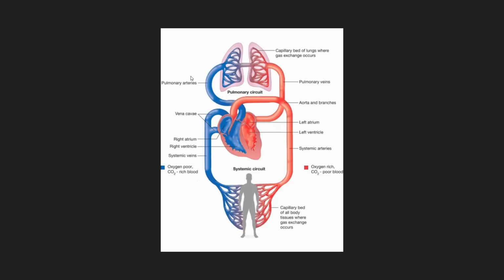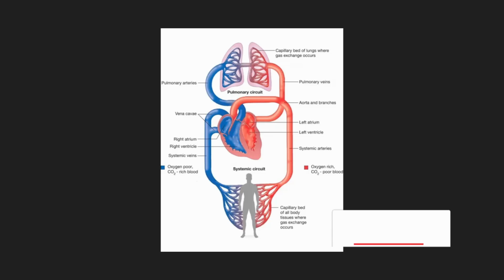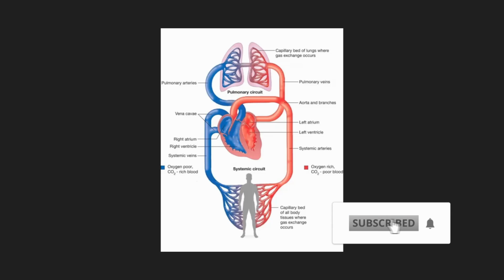So that's how the two circuits work in our body, the pulmonary circuit and the systemic circuit. I hope that you have a better understanding of these two systems now and that you will be able to use this information well.